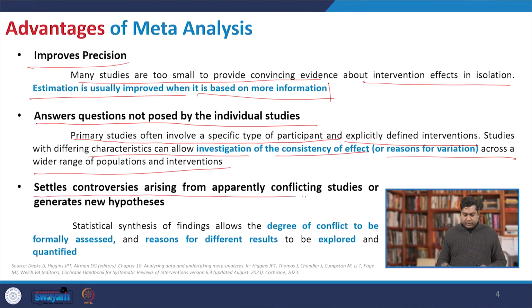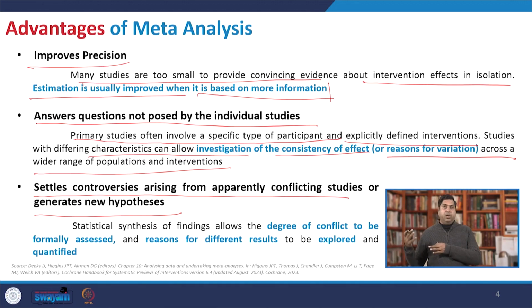Additionally, it also settles the controversies arising from apparently conflicting studies or generates new hypotheses. So if there is conflict, suppose in one case all the studies, even though the values are different in terms of correlation, say there is a strong positive correlation, but it may happen that some study comes up with a negative correlation. So in such cases, the studies are conflicting in their findings. Here we can see the combined effect of it, and out of that we can also create new hypotheses, that for this kind of study or this kind of relationship, if we want to measure, this should be the consideration, or this should be the overall effect size or the values that we are expecting.